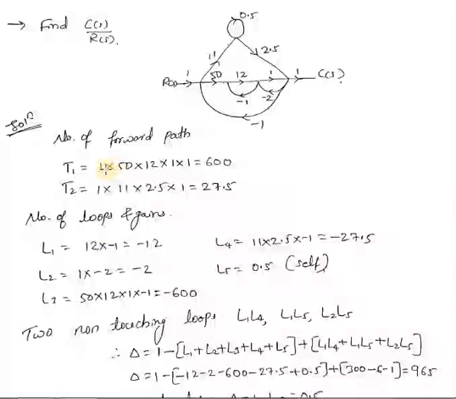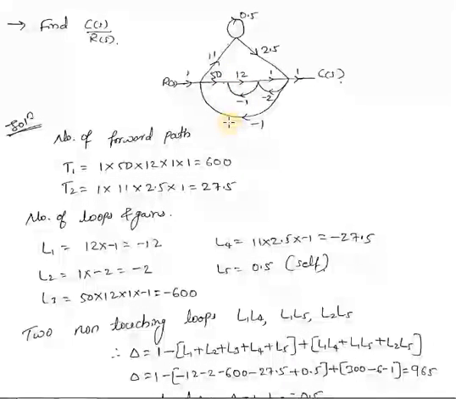So there are two forward paths. First one is 1, 50, 12, 1 and 1. Then the second one is 1, 50, 12, 1, 11, 2.5 and 1. So here forward path means all the signals should be in forward direction, like that you have to check. So here we are having two forward paths.